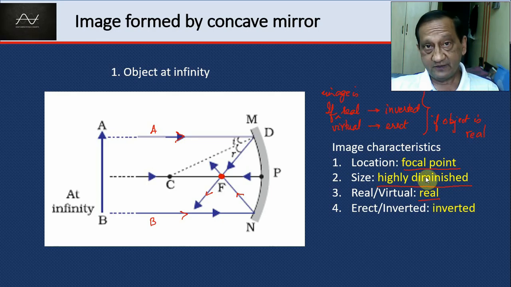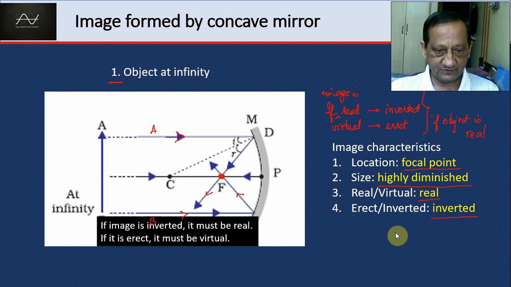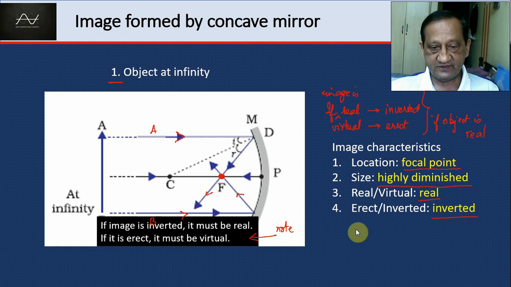So it is at the focal point, it is highly diminished, it is real and inverted. In fact, I would say if it is real, it should be inverted. All right, so that is one position. Now let's bring it closer. How close? This note is important. If image is inverted, it should be real. If the image is erect, it should be virtual for a real object.